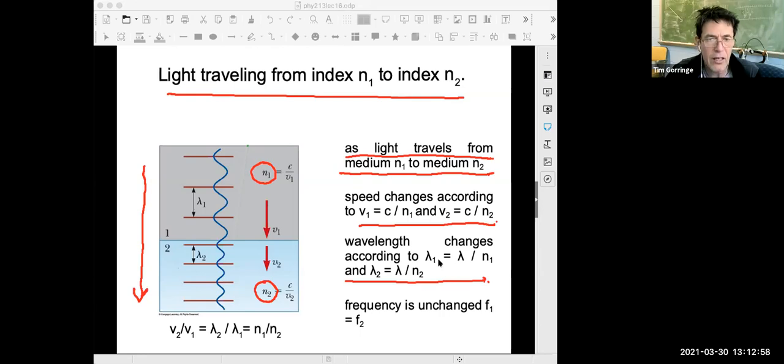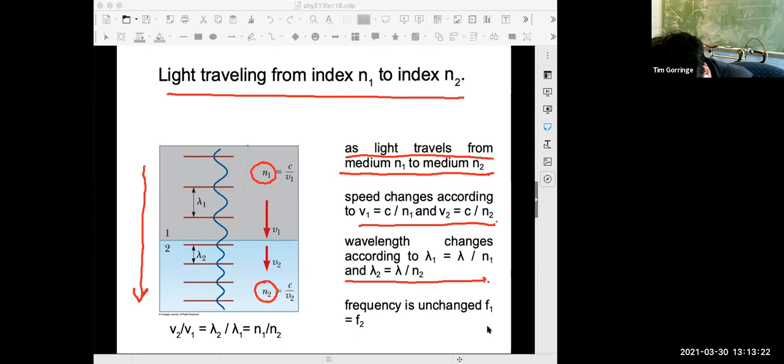So not only does the speed change when light travels from one medium to another, slows down or speeds up, depending on which is the bigger and which is the smaller refractive index, but the wavelength also changes. The wave stretches out, the wave shrinks down, depending on which is the larger or the smaller refractive index.